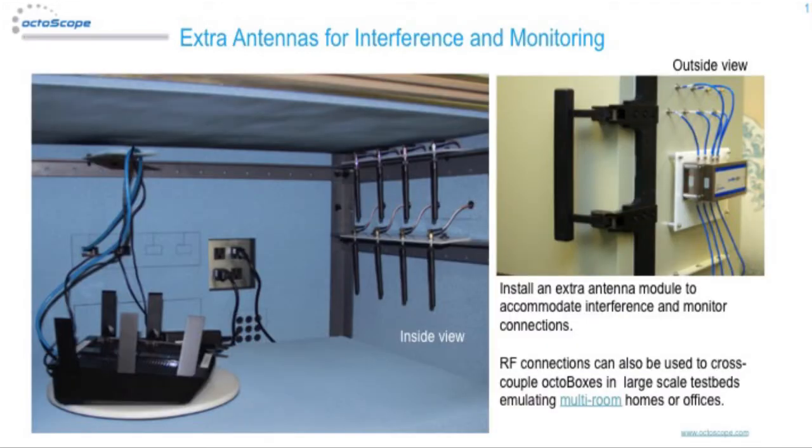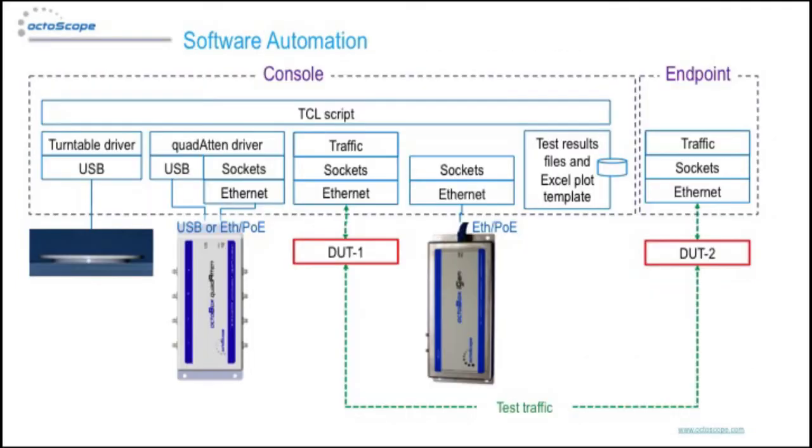To simplify the connections required, we radiate over the air to the device under test. Once device connectivity is confirmed, automated measurements are made. The octoScope throughput script controls the device orientation, the path loss between the devices under test, any interference we may want to introduce, and the traffic generation source.